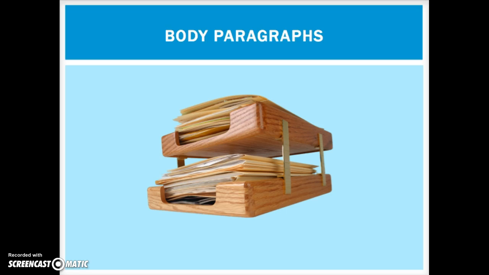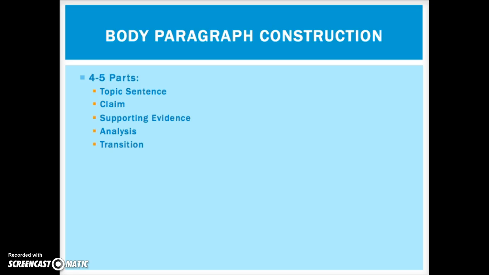So body paragraphs are really the meat of your paper, and this is sort of where things can either go amazingly or they start to fall apart. There are 4 to 5 parts for each body paragraph. And I say 4 to 5 because the topic sentence and the claim can be the same thing, but they don't have to be. The topic sentence anchors the paragraph. It tells the reader exactly what the paragraph is going to be about. The claim is the argumentative statement that you're making and you're going to support and analyze within that body paragraph. So your topic sentence may be your claim, but it might not be, depending on how you're constructing your paragraphs.